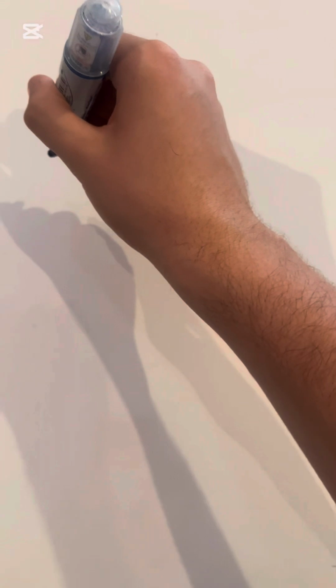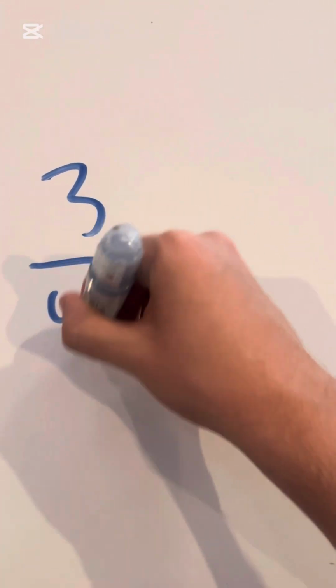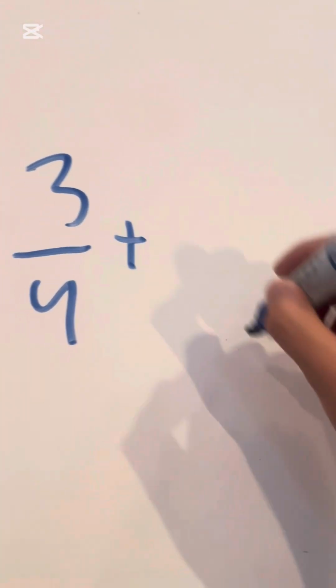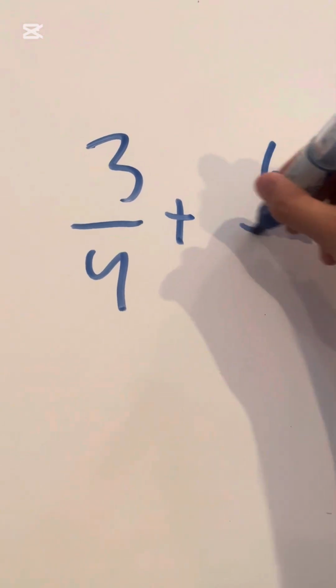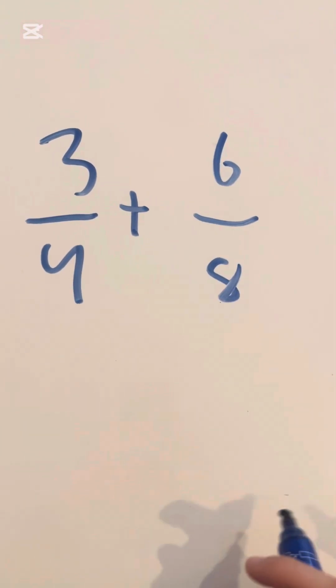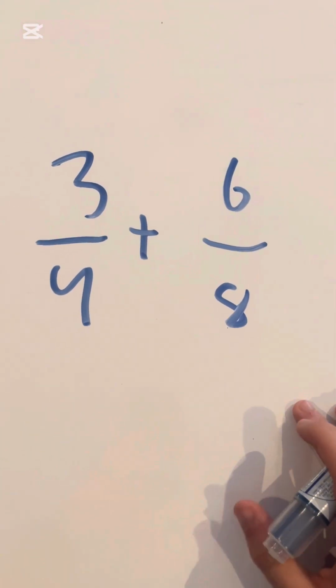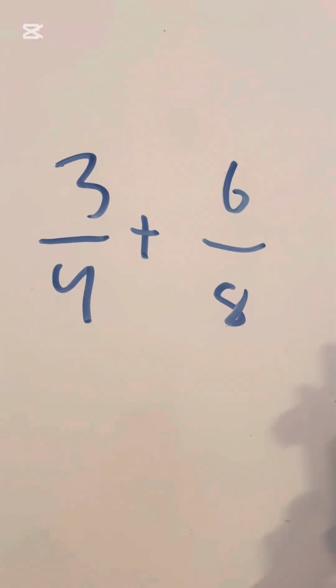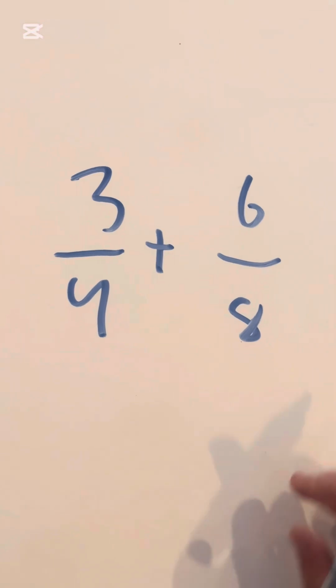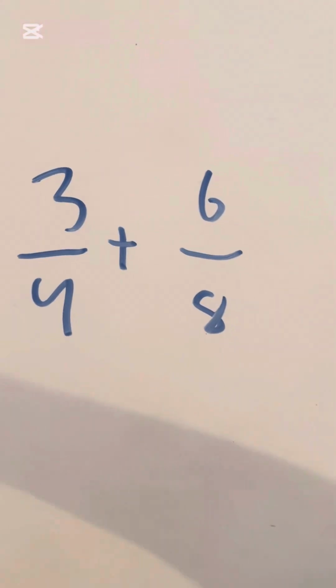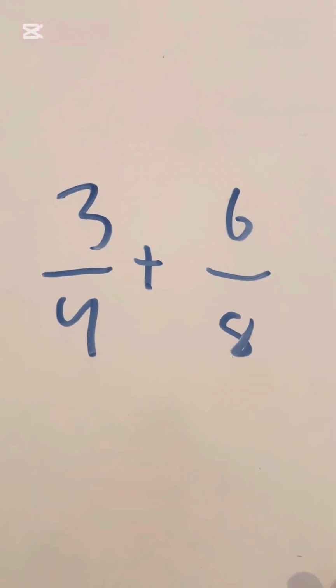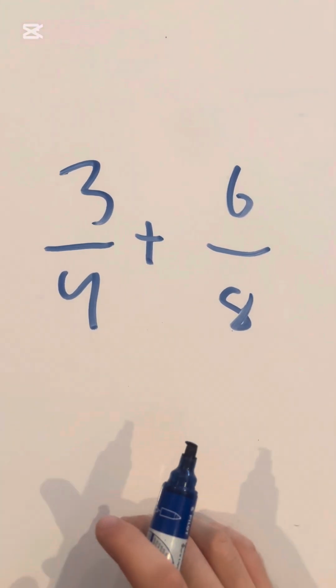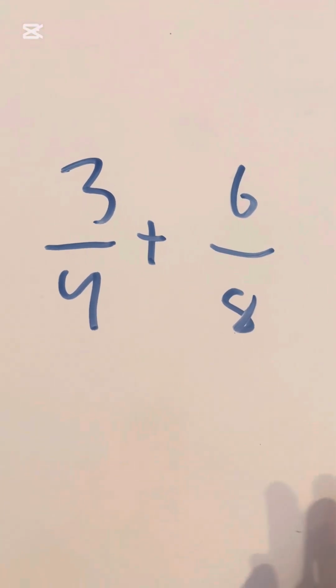Now, today we're going to focus on addition and subtraction, as the processes are very similar, really, and are very easy to understand. Let's say we have a fraction that is 3 over 4 plus 6 over 8. The first thing to understand is that fractions need to have the same denominator in order to be added or subtracted. And to do this, we need to find the least common multiple.